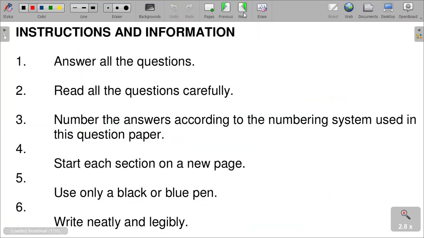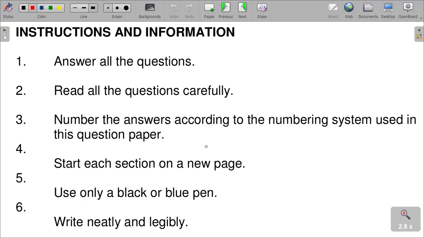I'm sure, N6 learners, you know very well what is expected of you. You have been answering exam papers, you have been entering various interviews, tests, and so forth. You know what needs to be done. You answer all questions. You read the instructions per question carefully. Obviously, you should answer according to the numbering system that is given in the paper.